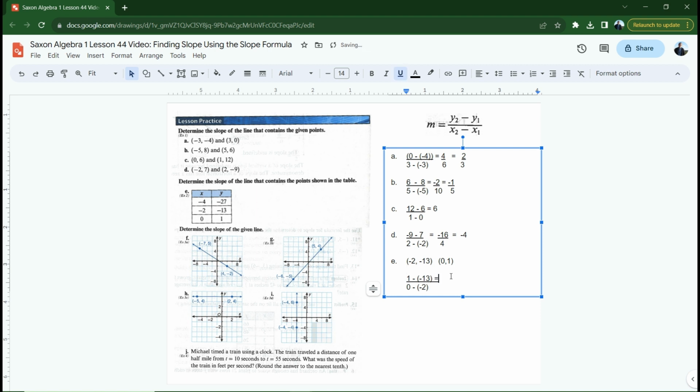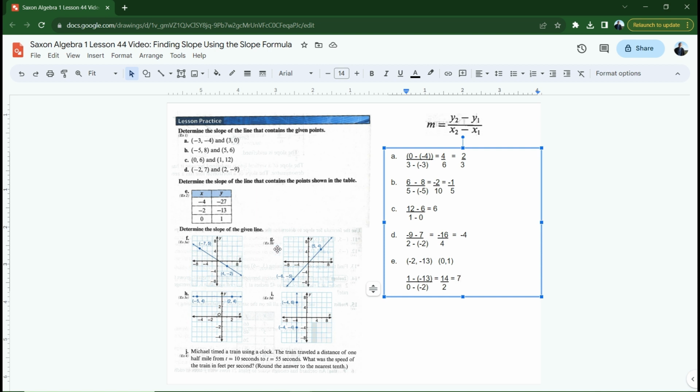Okay, so what am I going to do next with this one? Well, 1 minus negative 13 is actually 1 plus 13, so that's going to be 14. And then on the bottom here, 0 minus negative 2 is the same as 0 plus 2, so it's going to be 2. 14 over 2 simplifies to 7. So this is just going to be a graph that goes up 7 over 1, up 7 over 1.